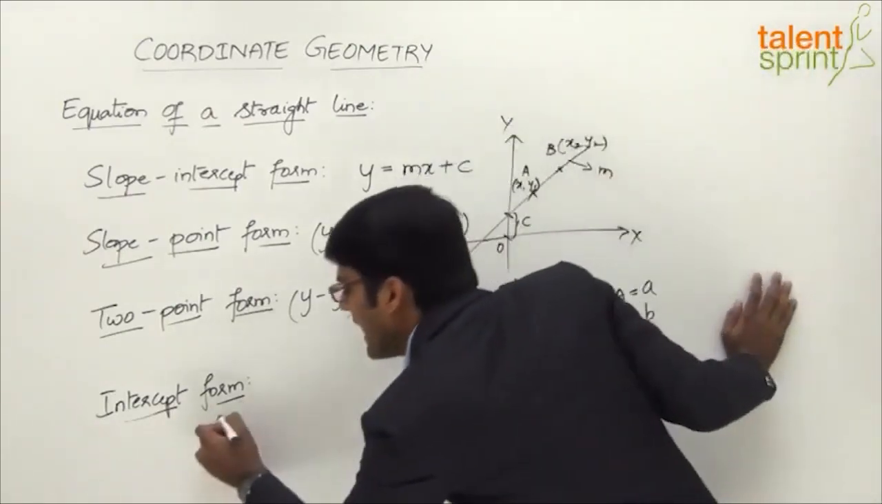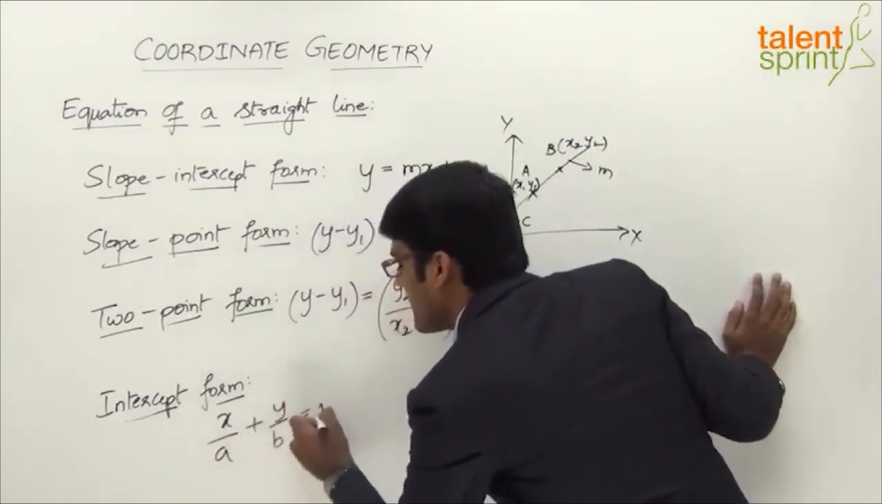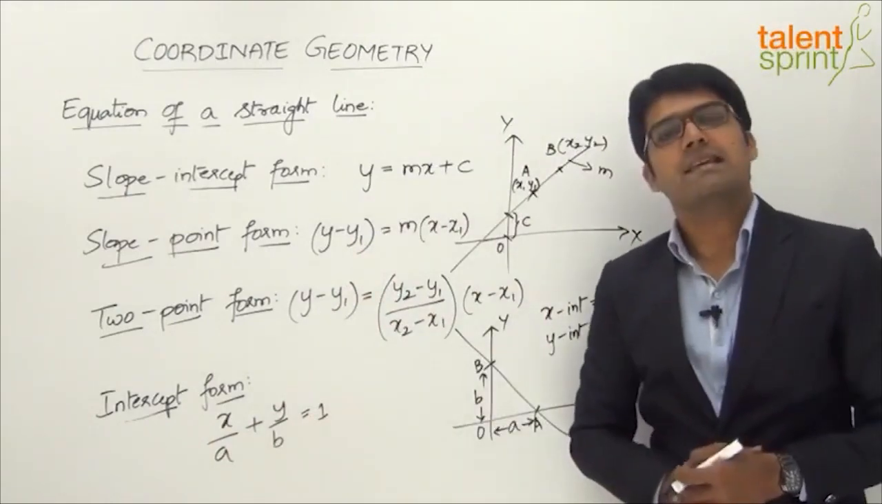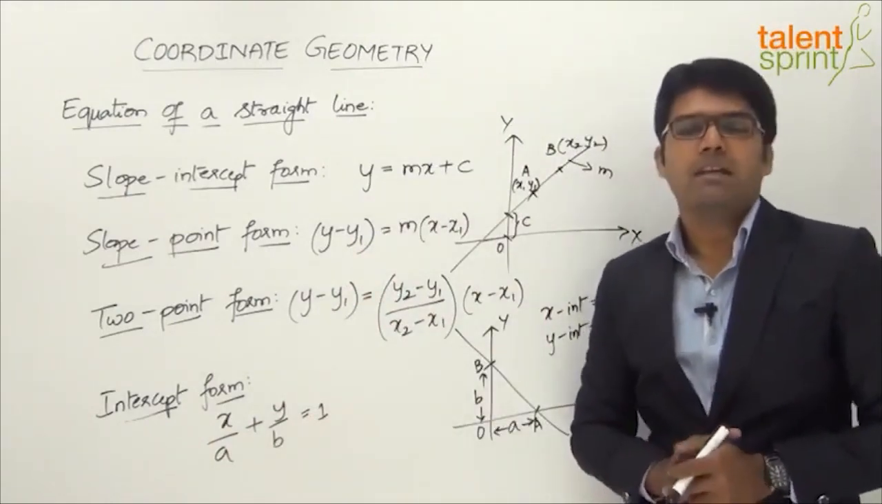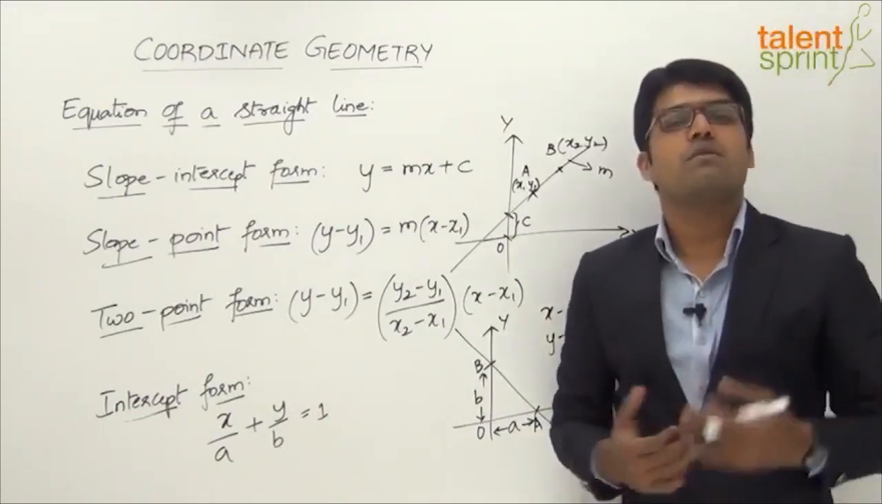It can be taken as x by A plus y by B equals 1. So when both the intercepts are given, we can write the equation of the line as x by A plus y by B equals 1. So these are the different forms of equations of a straight line.